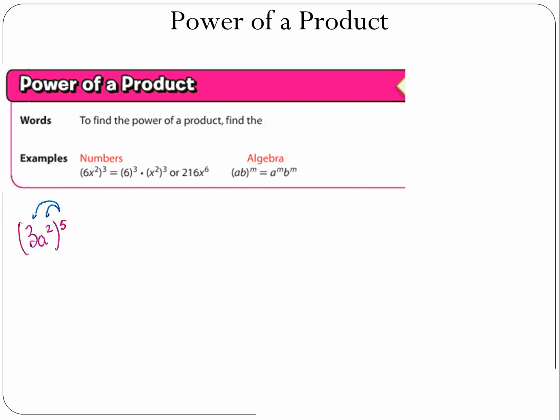So let's take a look at this example. I've drawn some handy arrows to remind you to distribute. Go ahead and pause the video and see if you can follow along and do it just like we did our example. I'll be back.